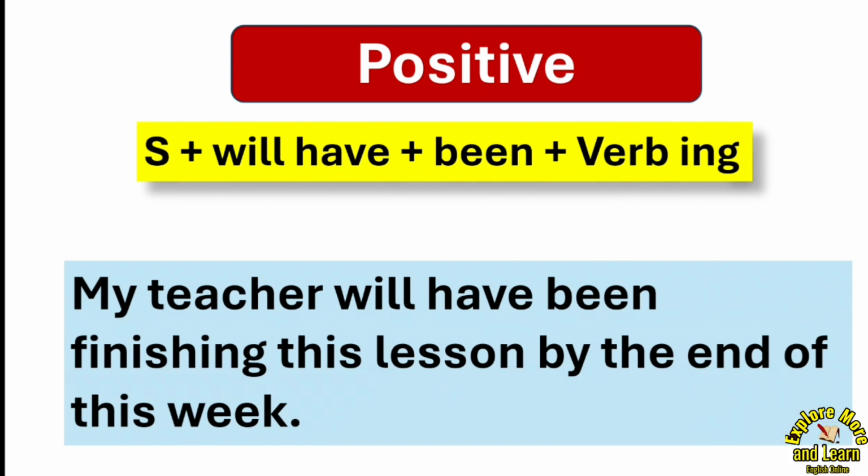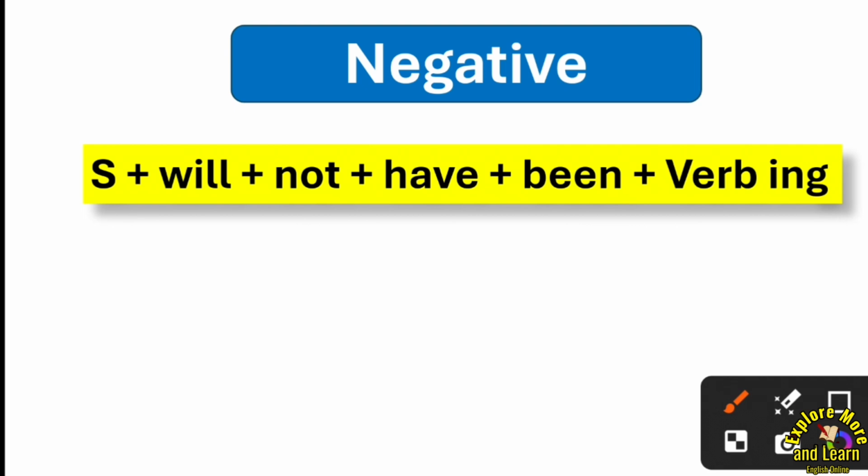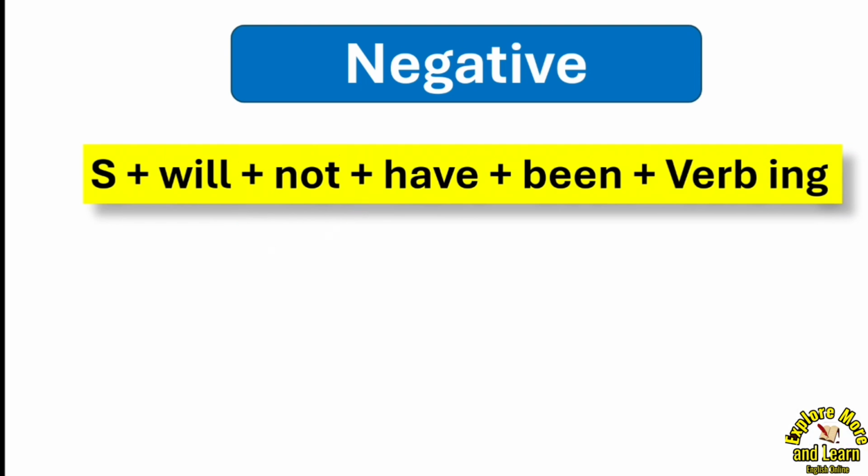Okay, now in negative sentences, where will you add not? Let's see. So here in negative sentences, first you will use subject, then will, then not. So not is used between will and have. Remember, here you will use not. Okay, so in positive sentences we were using will have together, but here you will use not between will and have. Then the same structure will be followed: been, then verb in ing form.